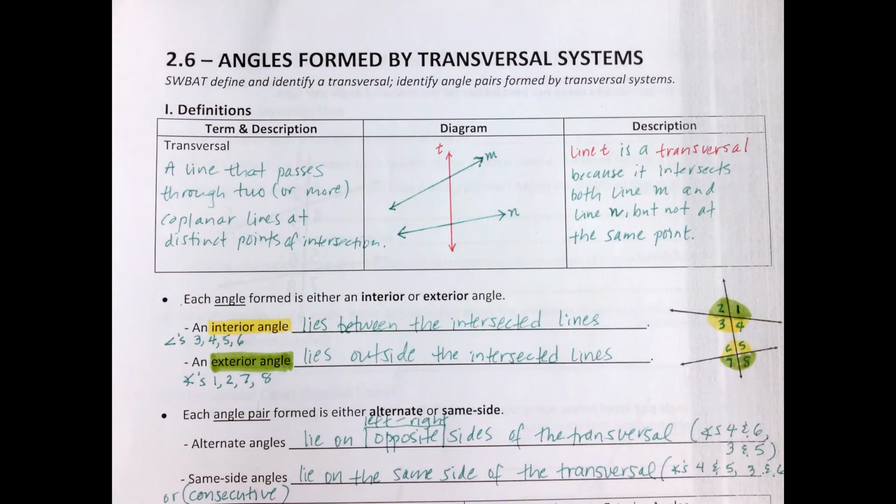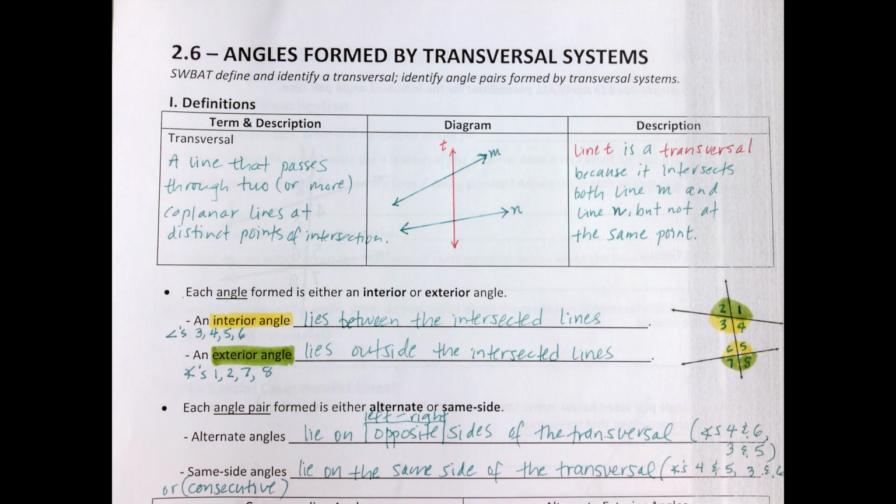Hi, today we are going to talk about lesson 2.6, which deals with angles formed by transversal systems. Sounds like a big word. We're going to talk about exactly what that means. For this lesson, you will be able to define and identify a transversal. You'll be able to identify angle pairs formed by transversal systems. So, first of all, what is a transversal?